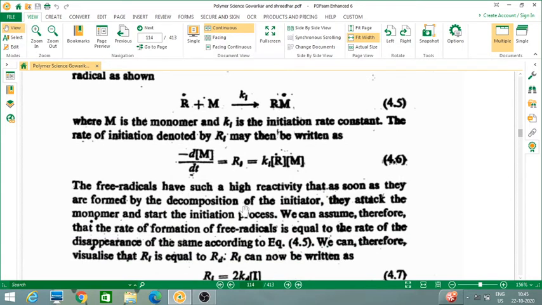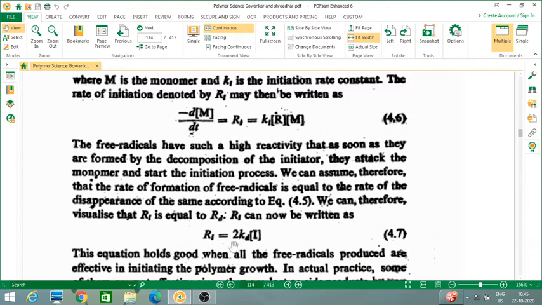The free radicals have such high reactivity that as soon as they are formed by the decomposition of initiator, they attack the monomer and start the initiation process. So we can assume that the rate of formation of free radicals equals the rate of disappearance of the same, according to equation 4.5. This is equation 4.5. So we can visualize Ri equals Rd. So the rate of initiation equals the rate of decomposition. Therefore Ri can now be written as 2 times Kd times I.